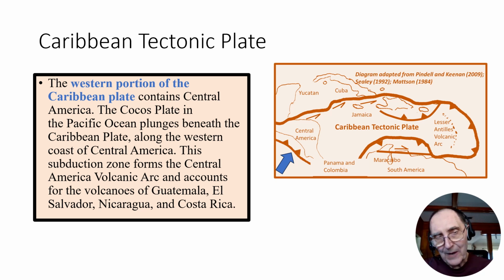Finally, we come to the western boundary. I will say that the western portion of the Caribbean tectonic plate contains Central America. The Cocos plate in the Pacific Ocean plunges beneath the Caribbean plate along the western coast of Central America. This subduction zone forms the Central America volcanic arc and accounts for the volcanoes that we find in Guatemala, El Salvador, Nicaragua, and Costa Rica. So definitely an active zone.